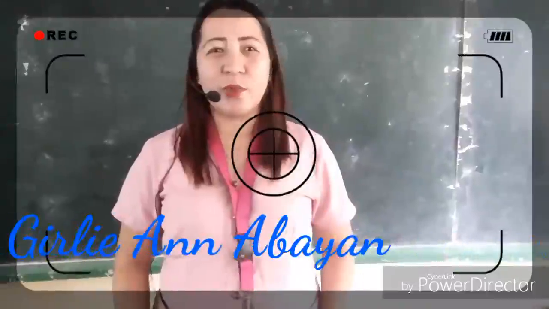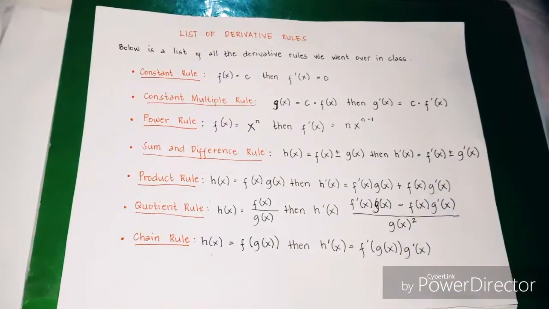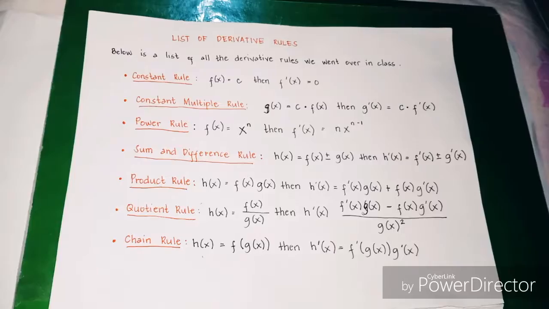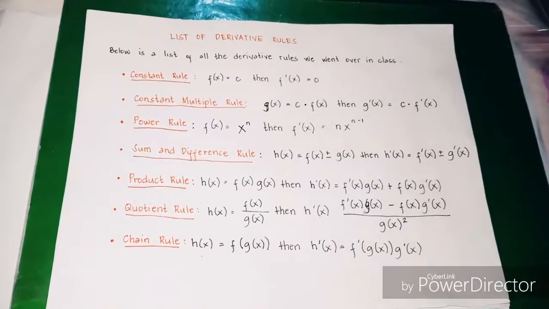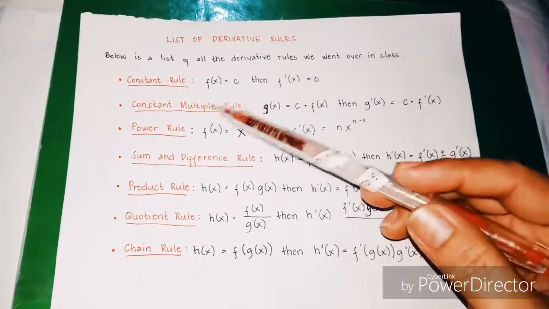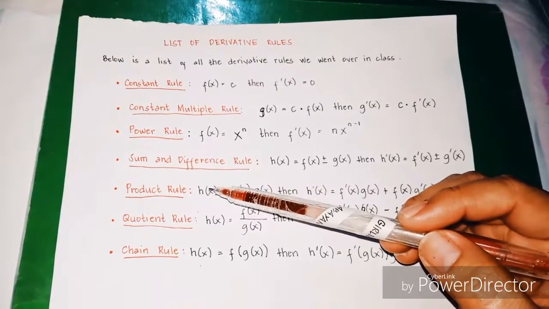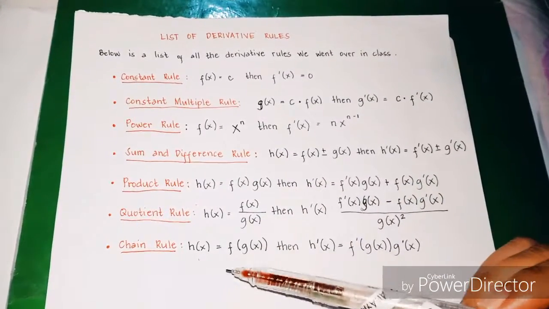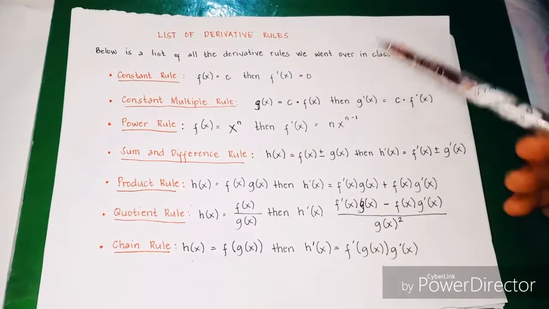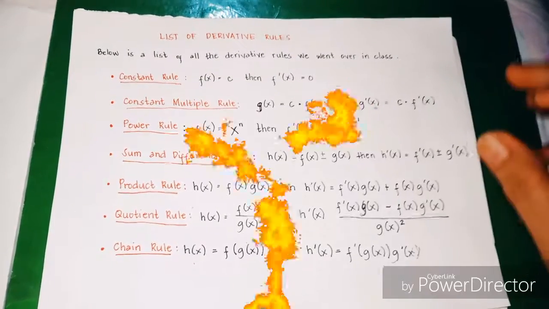Hello everyone, we are discussing the derivative of a function. We will be learning about the derivative of a function. So we have here a list of derivative rules: the constant rule, the constant multiple rule, the power rule, the sum and difference rule, the product rule, the quotient rule, and the chain rule. We will be using these derivative rules in finding the derivative of the given functions.